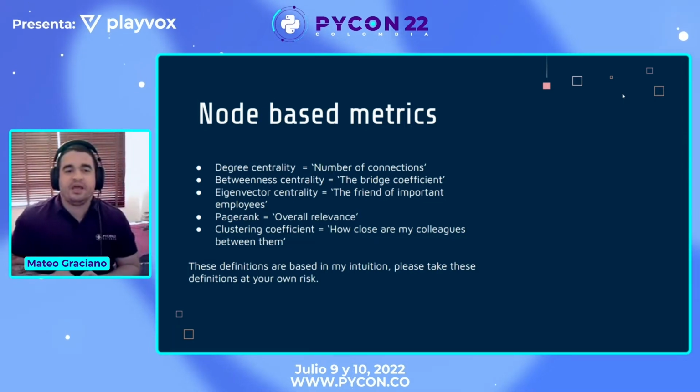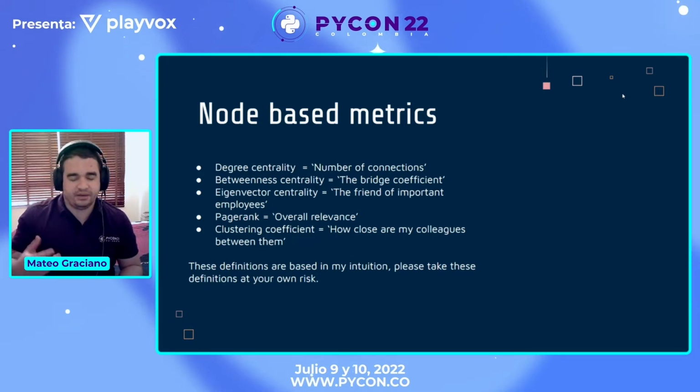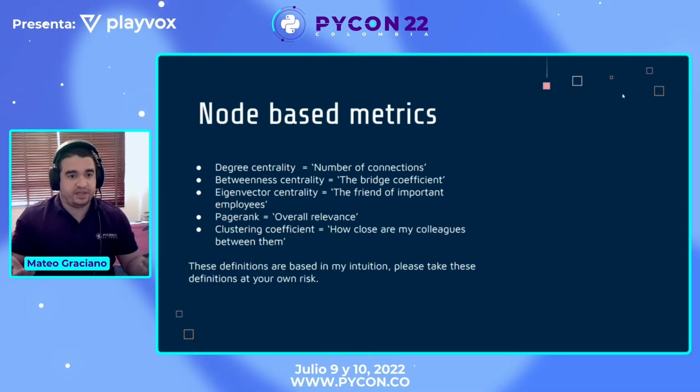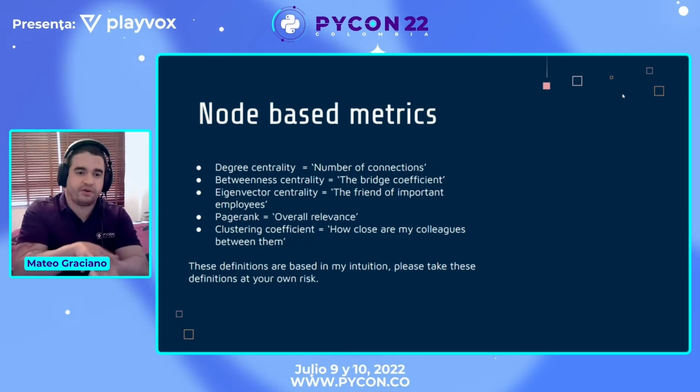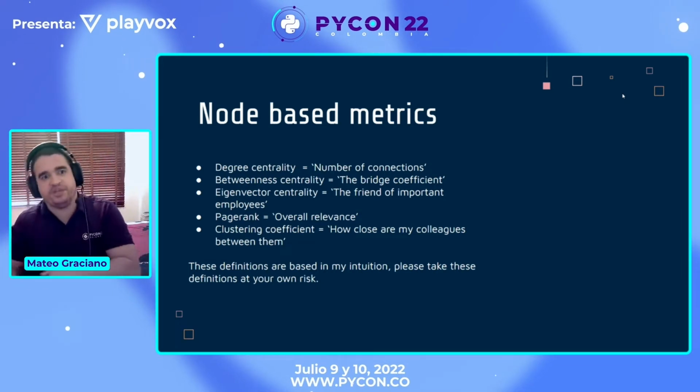Eigenvector centrality is the one that measures whether you are a friend of, or have connections with, important employees. PageRank was made by Page, the guy from Google, at the beginning, thinking about the importance of a website on the general internet. If you calculate the PageRank of each employee, you will have the overall relevance of that person within your company according to the information that you are using.